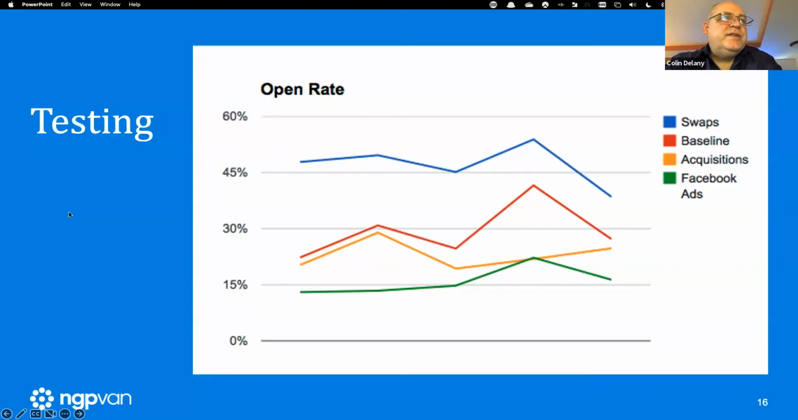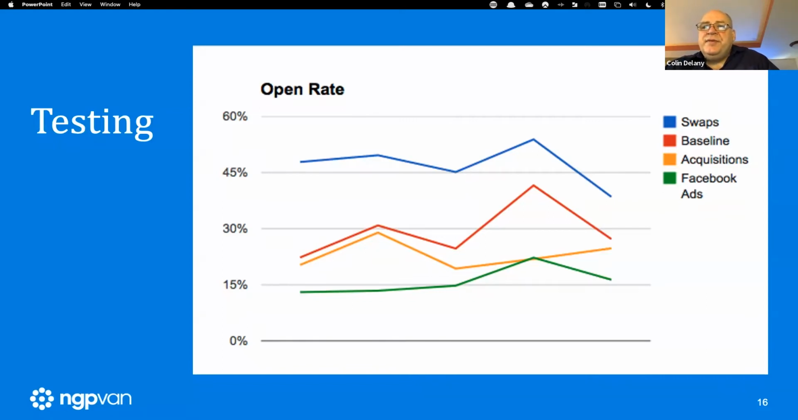Let's move on. So I'm going to talk real quick about testing. We've talked about measurability, about measuring conversions. If you're able to track people who come onto your list by source using, say, UTM codes or a Facebook pixel or something similar, you can compare.